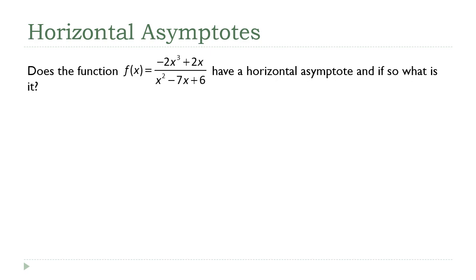Okay, so how about this one? One more example. Here, the degree of the numerator is 3. The degree of the denominator is 2. The numerator is bigger, and in the case where the numerator is bigger, there is no horizontal asymptote. And again, that's all we need to do to get our answer.